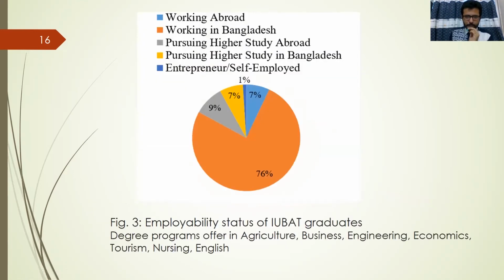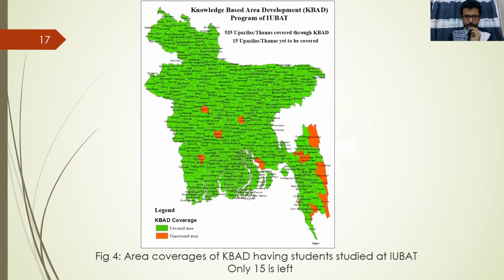Employability of the students also: this is the pie chart of the employability of the students, and these are the degree programs. Through these degree programs, these students are skilled and graduate, and they are needed to develop the country. Here you see the distribution of the coverage; in most of the Upazila and Thana levels it has outreached, with only 15 left. So this is not only urban coverage, but also rural.